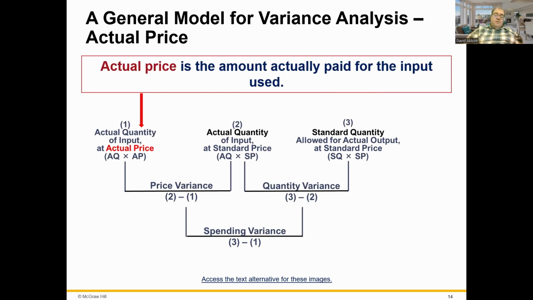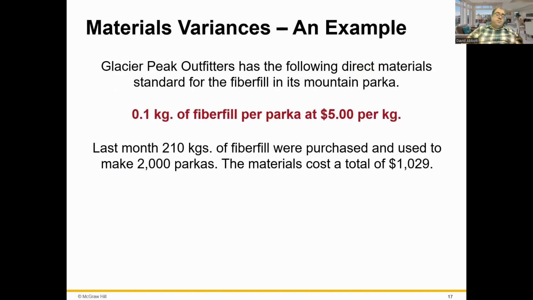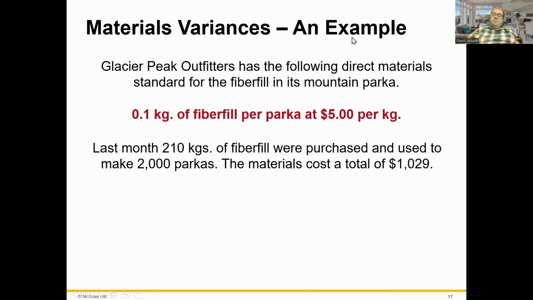The actual price represents the actual amount paid for the input used. The standard price represents the amount that should have been paid for the input. And now, using costs, direct materials and direct material variances, we're going to take a look at this and go through an example.